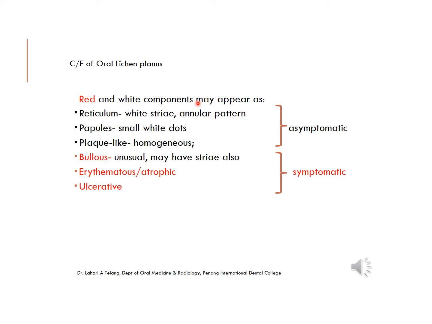The reticular, papular and the plaque-like are generally asymptomatic. Now, it's not necessary that the patient should always manifest with only one. You could have a combination of all of these at the same time. And it also indicates the disease is progressing.